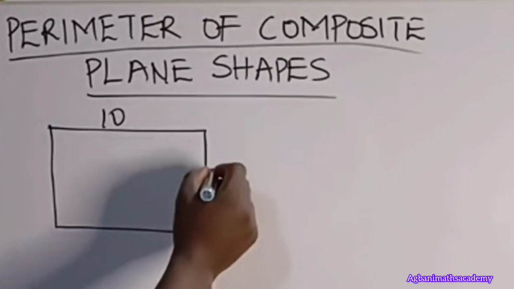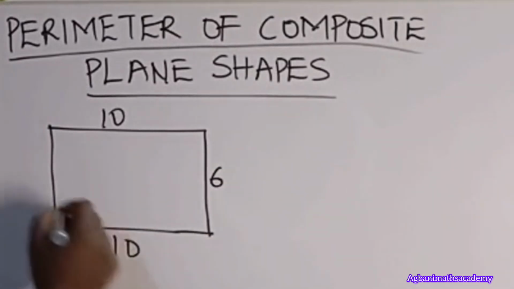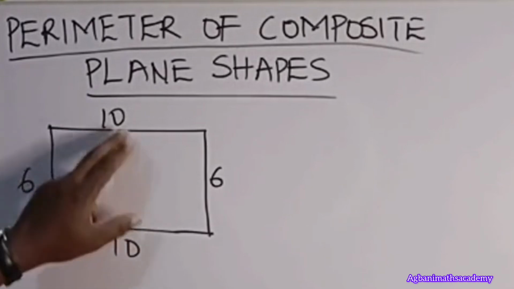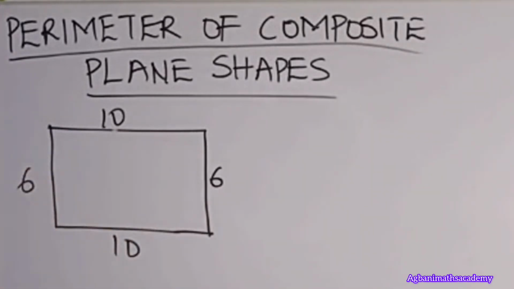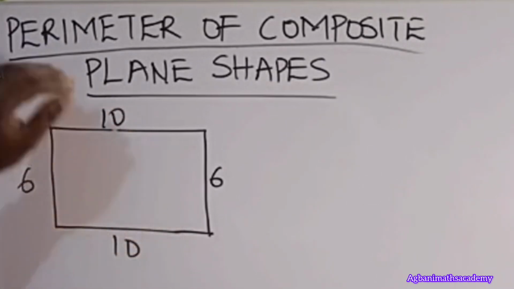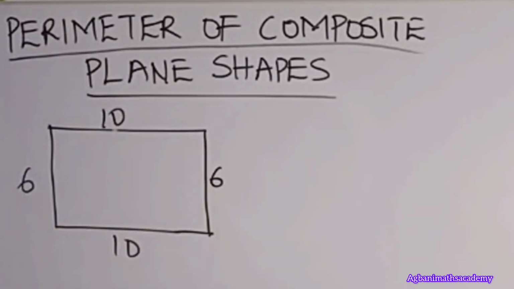10, 6, 10, 6. So the perimeter of this 2D shape is simply 10 plus 10 plus 6 plus 6, which is 32. So once you add all the sides of the 2D shape, you've gotten the perimeter of the 2D shape, right? So now we are not considering regular 2D shapes. We are considering composite 2D shapes. So let's look at the example we considered when we are looking at area. We're going to consider that same example.